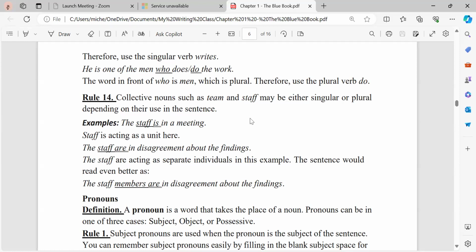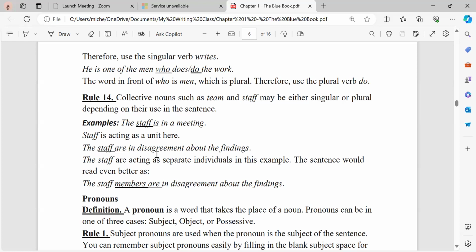And they usually count as singular, collective. This kind of noun, we call them collective nouns. And usually they use a singular verb because we count them as singular. So, "The staff is in the meeting." Staff is acting as a unit here. It doesn't mean that the staff there is only one, but staff is acting as a unit. So it is acting like a singular subject. That's why it's using a singular verb right there, which is "is."